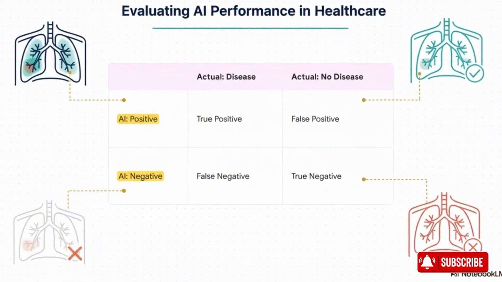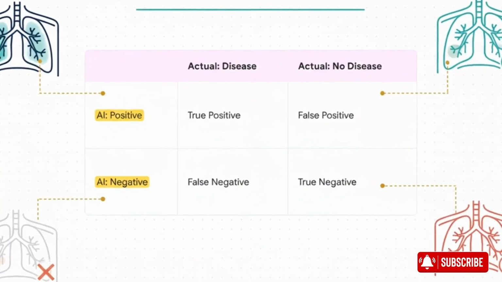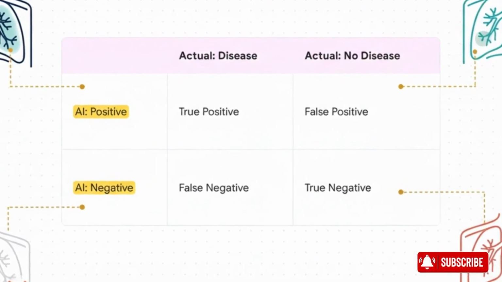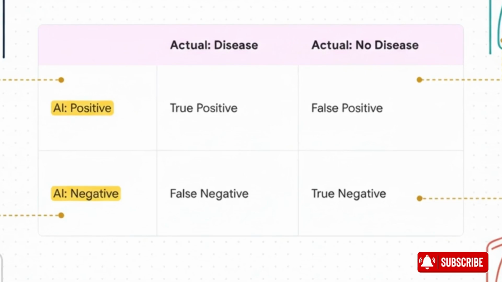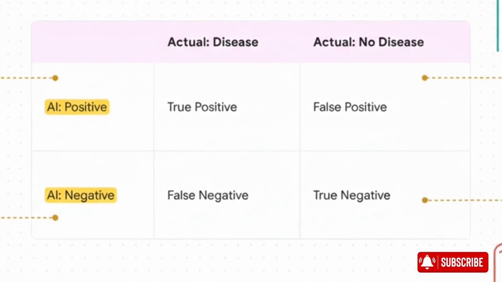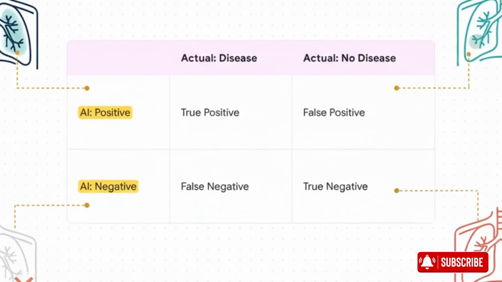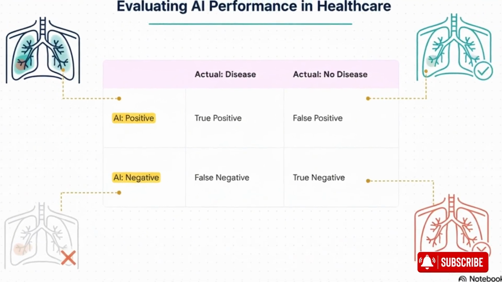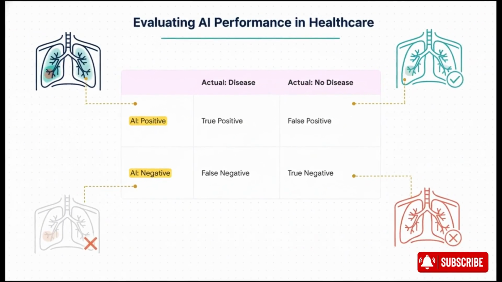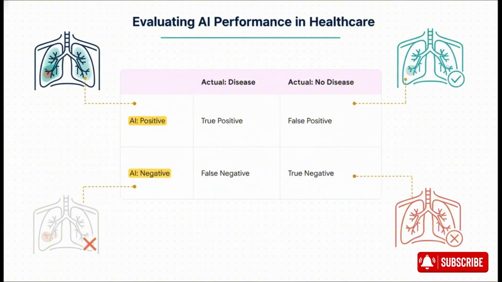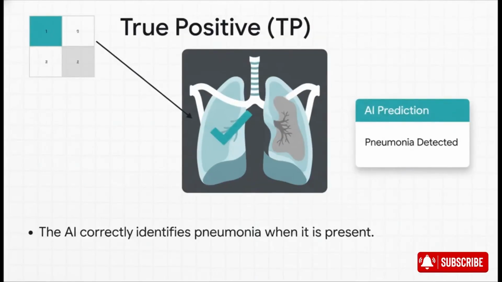It works by comparing the AI's prediction, which you can see over there on the rows, to the actual reality, what was really going on with the patient, and that's shown in the columns. Every single prediction the AI makes has to land in one of these 4 boxes. So let's break down what each one means, and we'll use a common clinical example, an AI that's built to spot pneumonia on a chest x-ray. First up, we have the true positive.